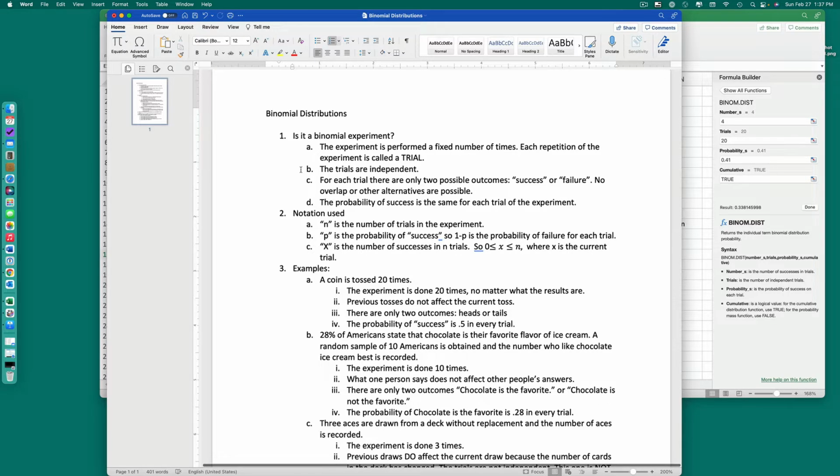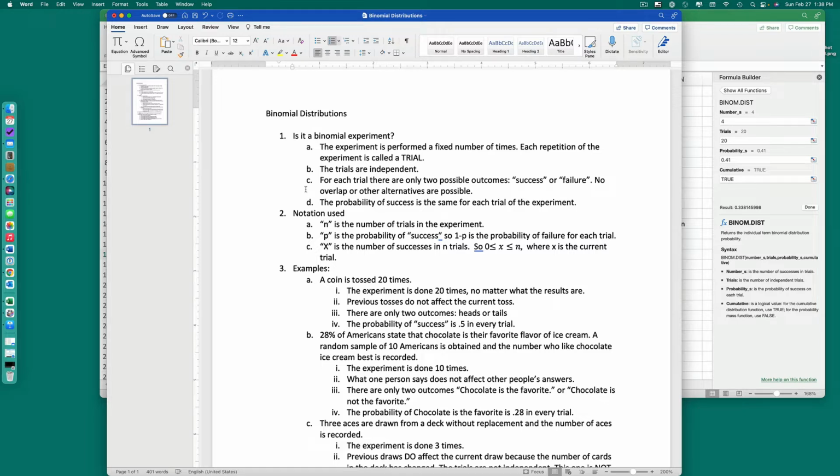The second thing for binomials is that the trials are independent. That means if I toss a coin next time, whatever I've gotten previous to that doesn't matter. And that works with tossing a coin, right? It doesn't matter what you got before. That's not going to affect what you get this time. So you need to watch out for that.